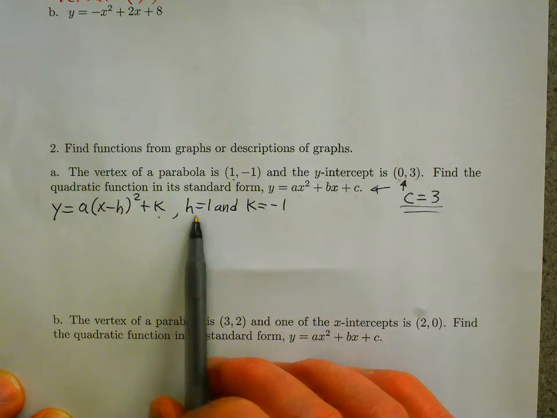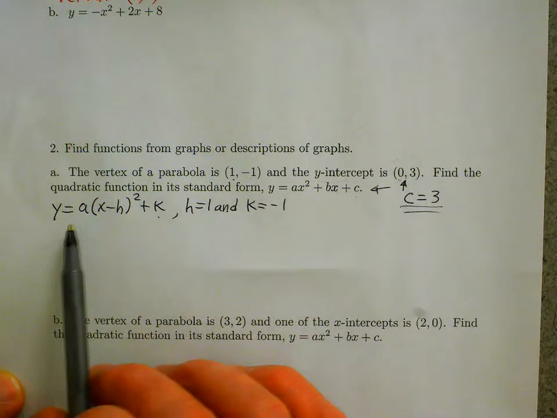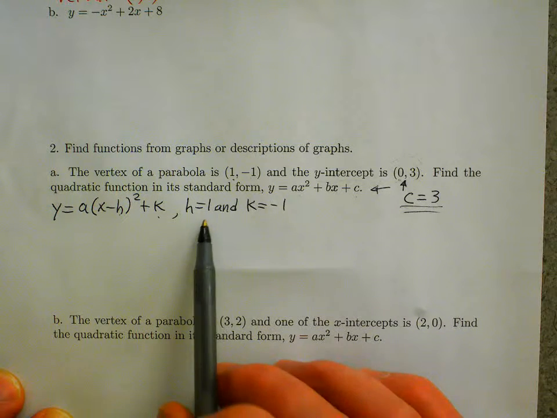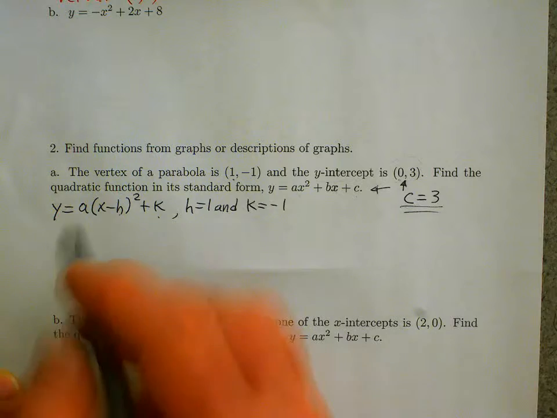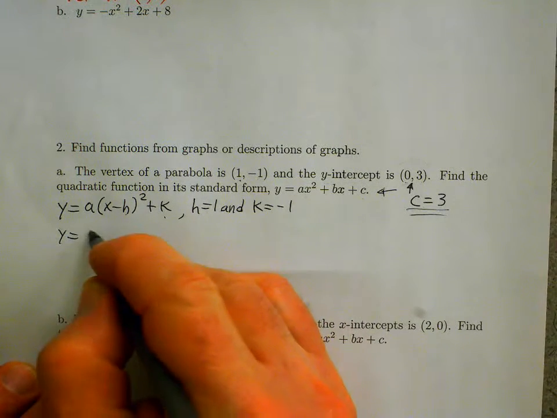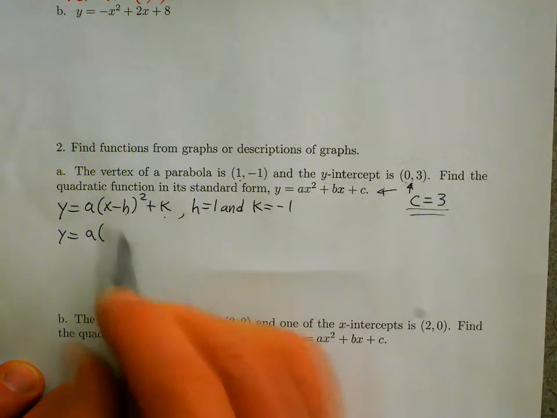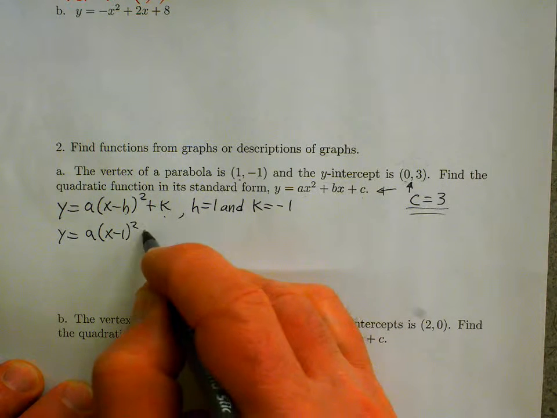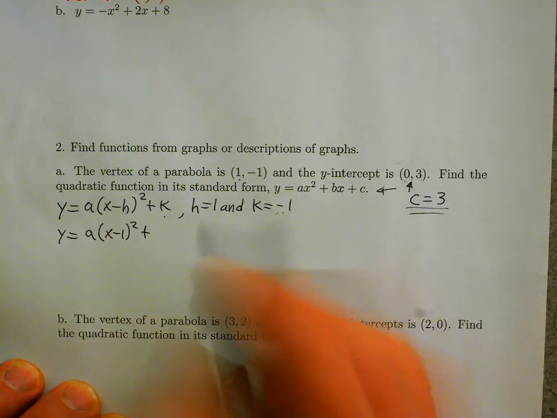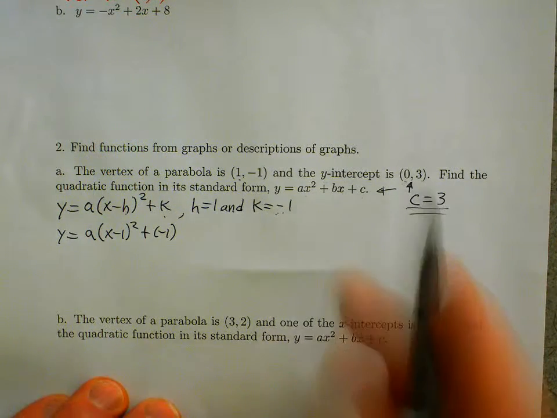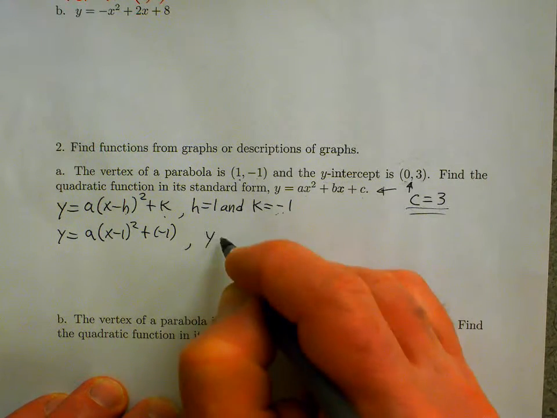Okay, so we can replace h with 1 and k with -1 and get more information about this function. So we write a times (x minus 1) squared plus -1. We'll multiply everything out and see where we are.